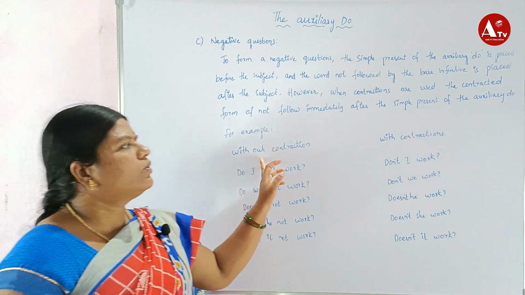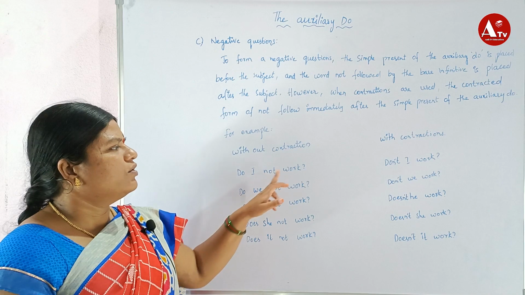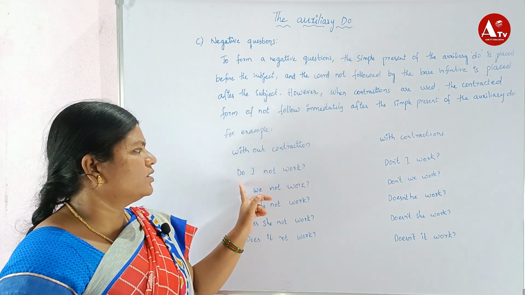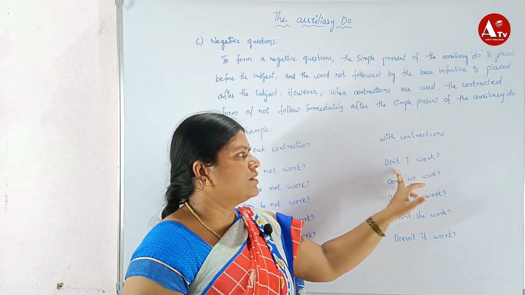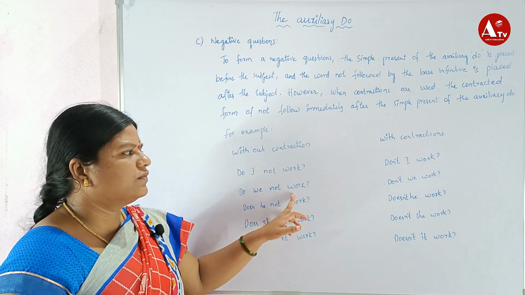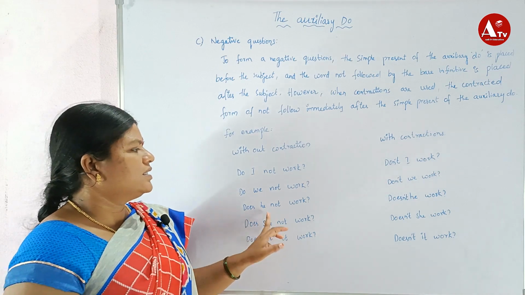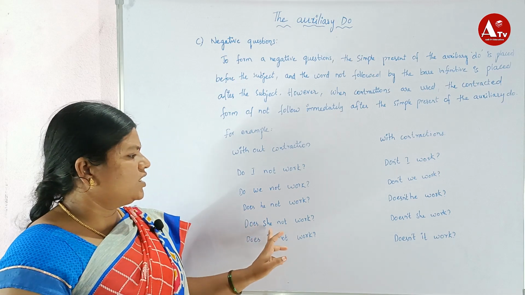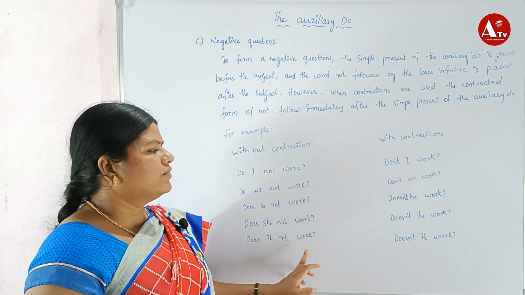Without contraction, with contraction. Do I not work. Here it is without contraction. Don't I work. Here is the contraction. Do we not work? Don't we work? Does he not work? Doesn't he work? Does she not work? Doesn't she work? Does it not work? Doesn't it work?